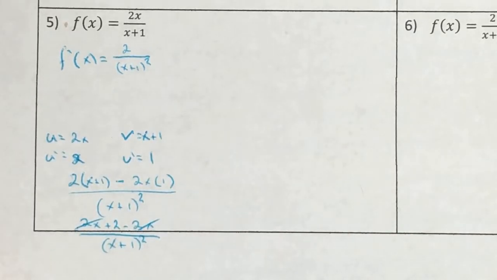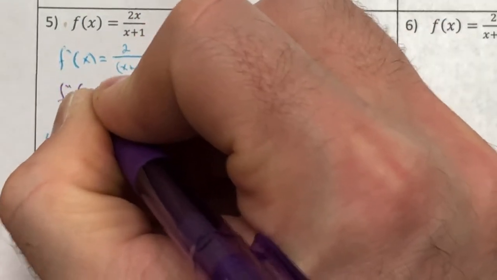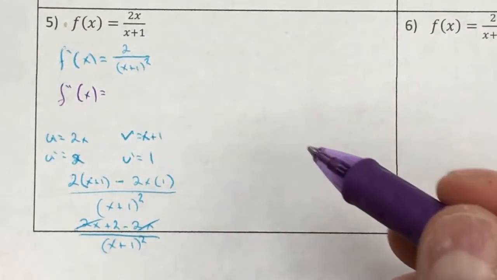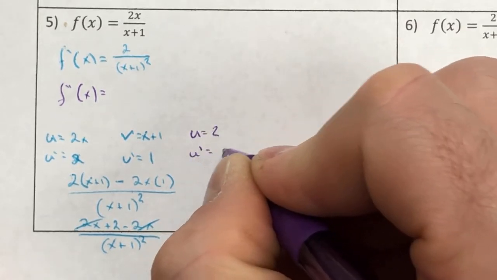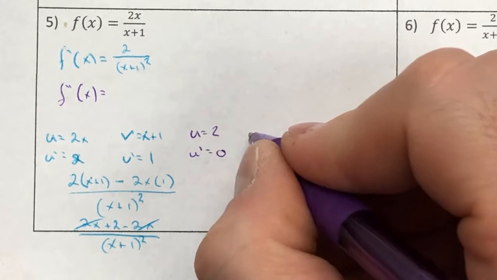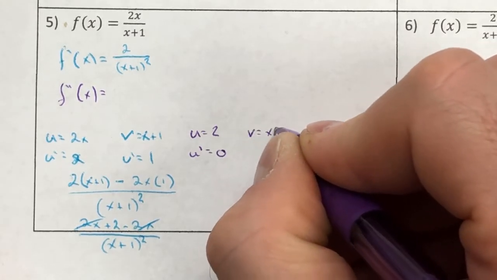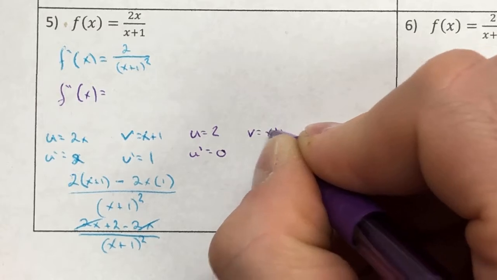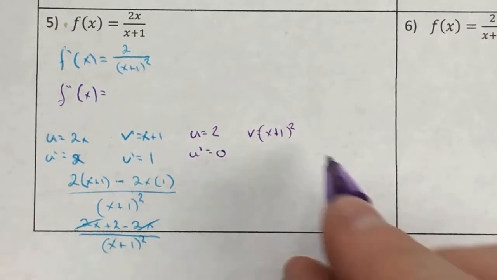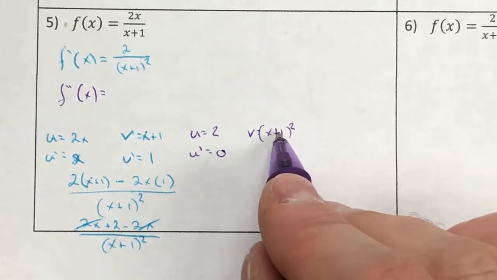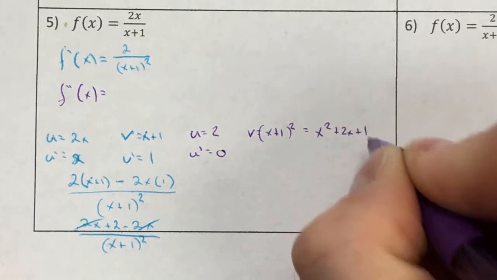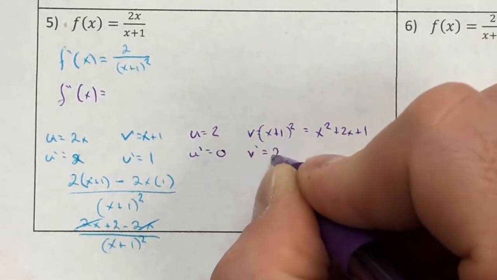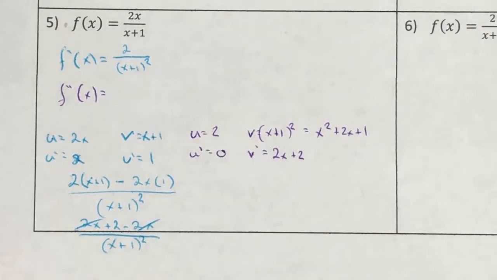If I want to calculate my second derivative, f double prime of x, again I have a quotient, so I'm going to do the same thing. If u is 2, u prime is 0. My low is x plus 1 squared. I can either use the chain rule on this, or I could simplify this down into x squared plus 2x plus 1, which allows me to quickly get that derivative, 2x plus 2.